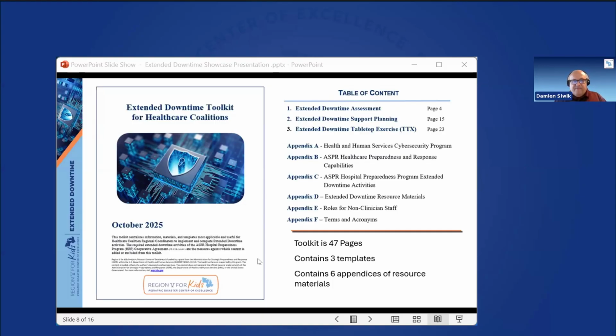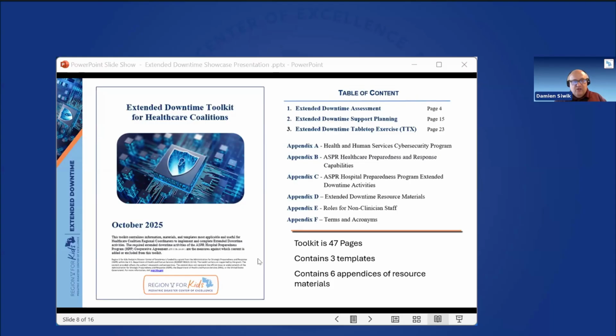When we open up in a few seconds here, we're going to open up the toolkit itself. You will see it is a Word document, 100% able to be edited by the healthcare coalition. There's opportunities to add logos and branding, to add text or paragraphs or content that the healthcare coalition may wish to, as well as the opportunity to delete things that may not be appropriate or wanted at the local level.